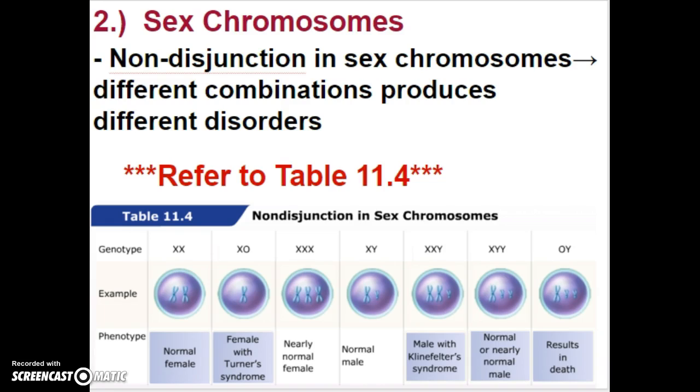Normal male, again, XY. If a male receives an extra X chromosome, then he will be a male with Klinefelter's syndrome. Again, Klinefelter's males would have underdeveloped reproductive organs. It would be very hard for a Klinefelter's male to have biological children of his own.